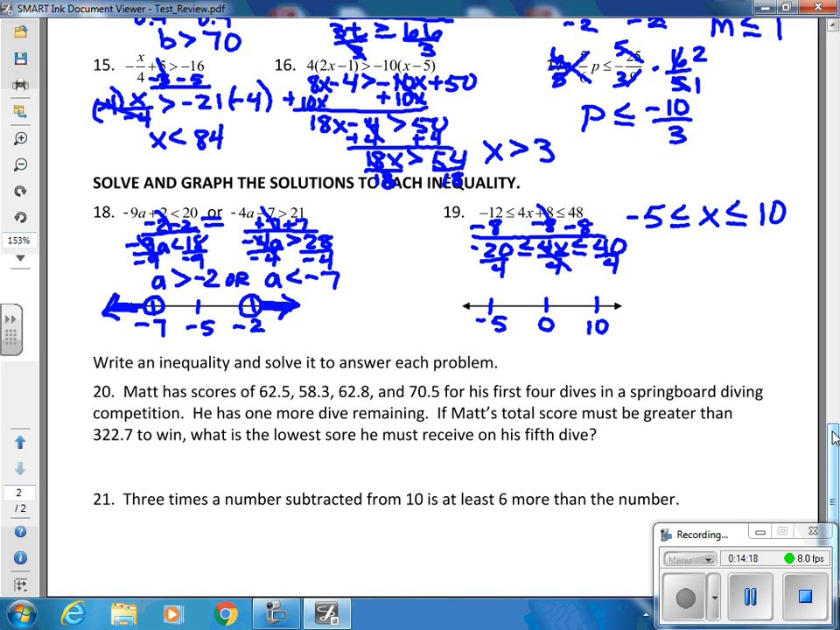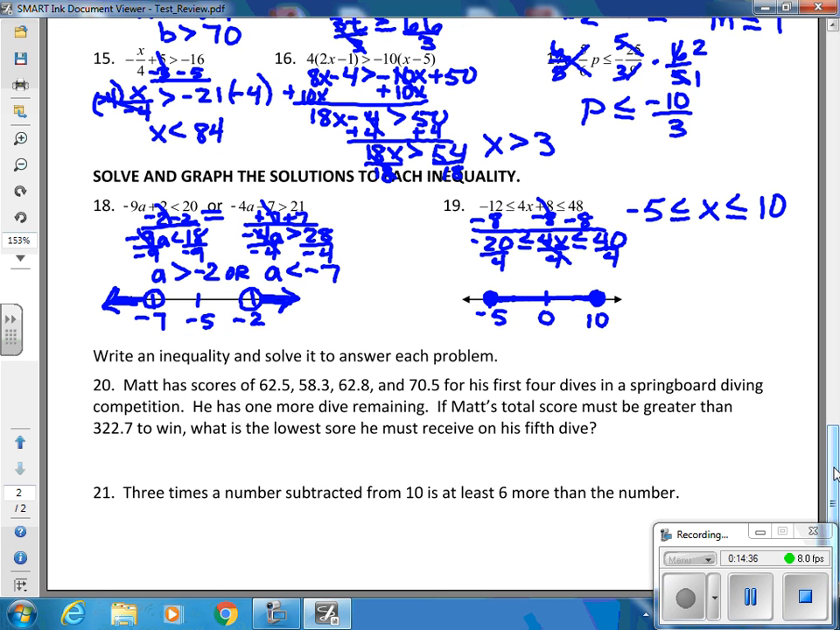-5 has a less than or equal to sign, so we're going to shade that dot in. It's closed. 10 has a less than or equal to sign, so it's going to close that dot. And because x is in between those 2 numbers, we're going to shade in between those 2 dots on your graph. All right, so you will have some of those compound inequalities that you do have to solve and graph. So just make sure you know what you're doing.